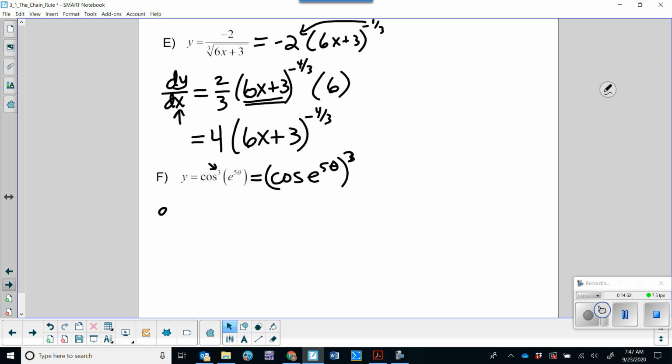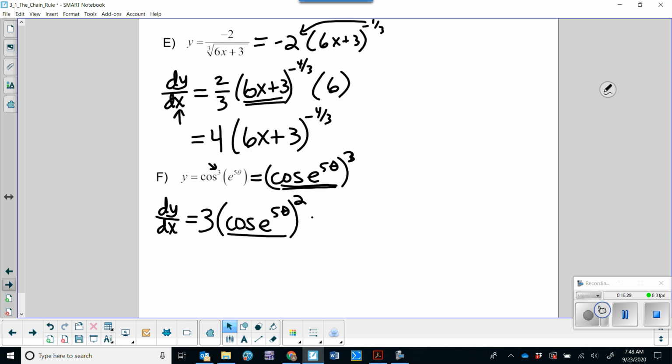Because now it's much easier for me to see the outside and the inside functions. So I clearly see that this whole thing is inside and my power is my outside function. So I do 3, put the power in front, so 3 times, leave the inside alone, lower the power by 1. Now I have to do times the derivative of the inside. So on the inside, I actually have a function inside a function inside another function. So I have to decide what the outside function is here.